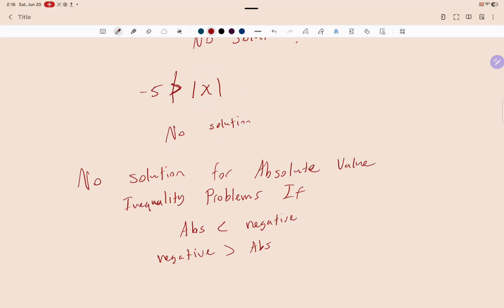To simplify what we just talked about, there's no solution for absolute value inequality problems if the absolute value is smaller than a negative, or when the negative is greater than the absolute value. Like in other words, if the wolf is eating the negative number and not the absolute value, right off the bat there's no solution and we stop.